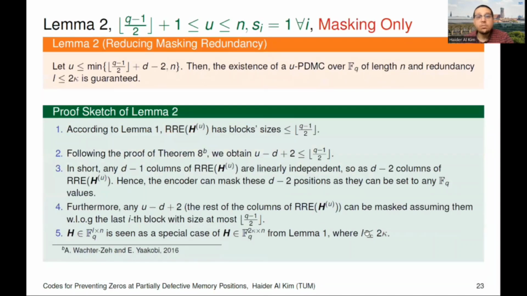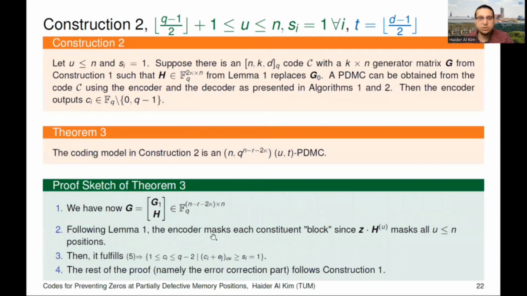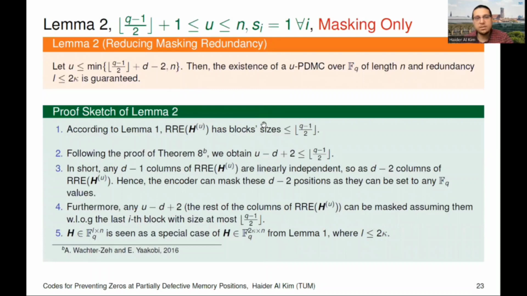Okay. To reduce the redundancy, because we have 2 kappa here, from previous, we have our redundancy here. So the cardinality, or the size of the code, is n minus r minus 2 kappa. To reduce it to some other value we call L, which is at most 2 kappa, we have this condition on u, which is the minimum of both of these 2 values. And according to this lemma, we have this size of the block, lemma 1. Following the proof of theorem 8 in Factor and Jacobi, we obtain the same.